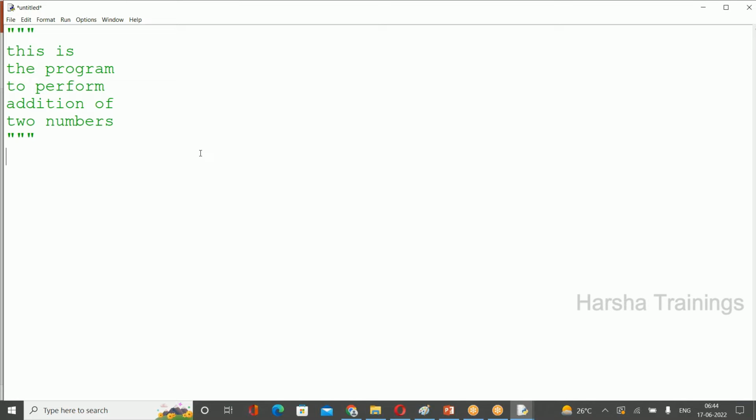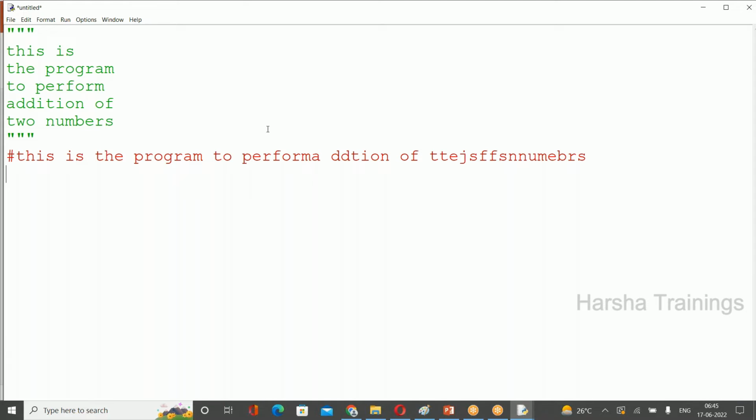Or you can write like this also. Program to perform addition of whatever it is. Syntax is not considered. It does not consider the syntax. Okay, simply this is only for user understanding.